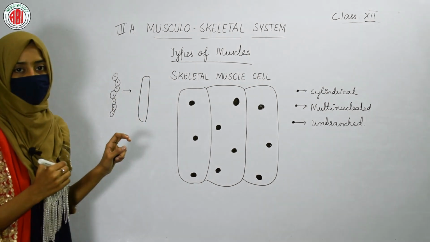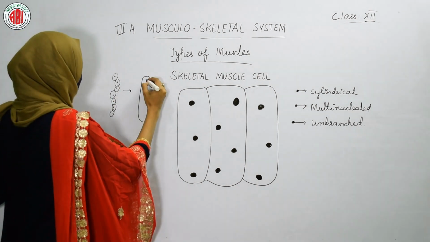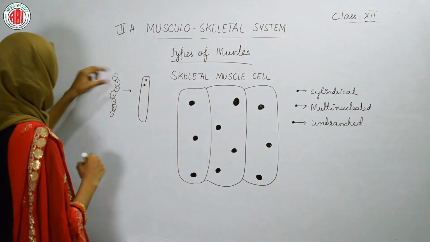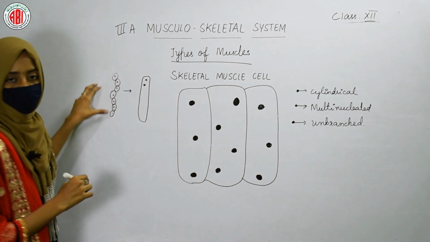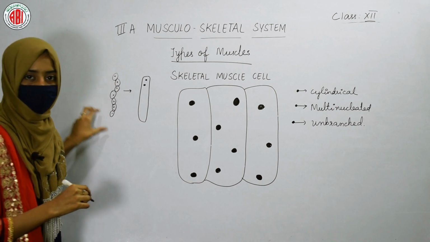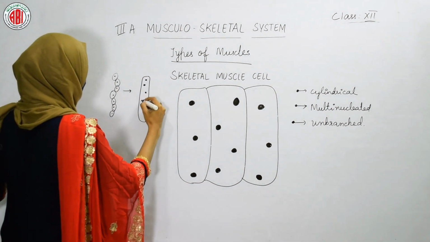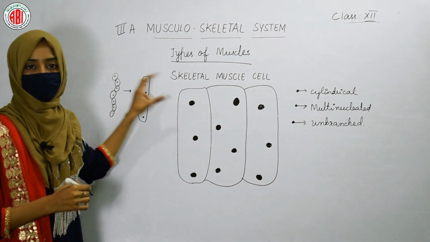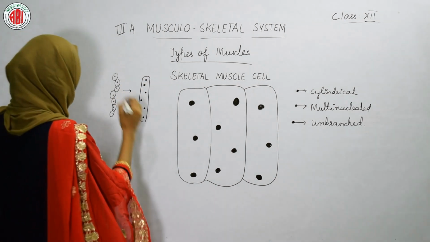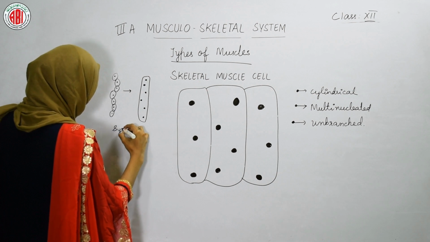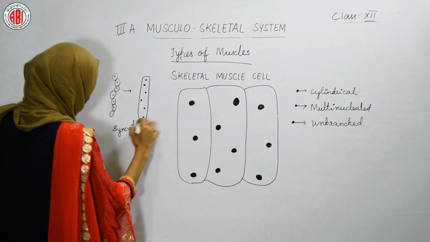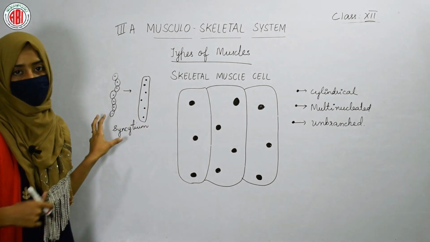So all the cells combine, they join with each other, and the nuclei of all the cells can be seen in one skeletal muscle cell. In this way, you can see the multinucleated condition in our skeletal muscle cells, and this process is called syncytium. Syncytium means joining of more than one cell to give rise to one multinucleate skeletal muscle cell.